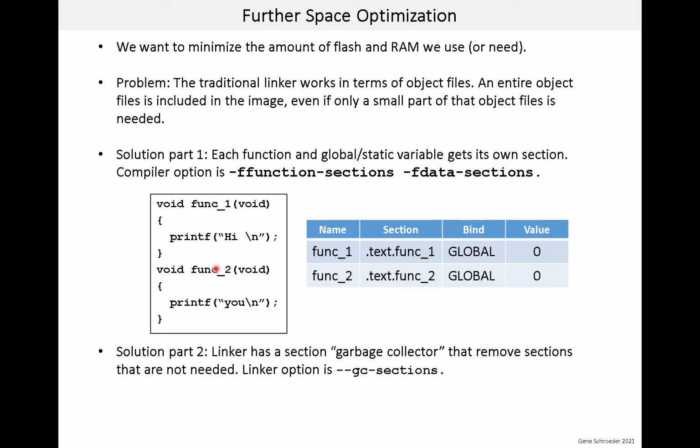But with garbage collection analysis, the linker will find that there are no symbols in this section that are needed. So it can discard that section, which means func2. I've got to say, when I first saw this feature, I was very impressed. It was clever and it was simple.